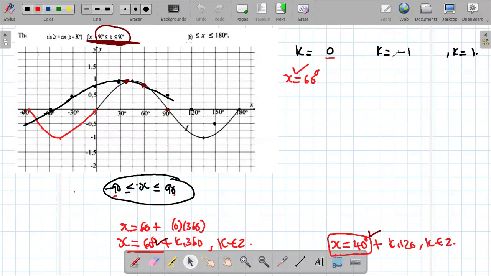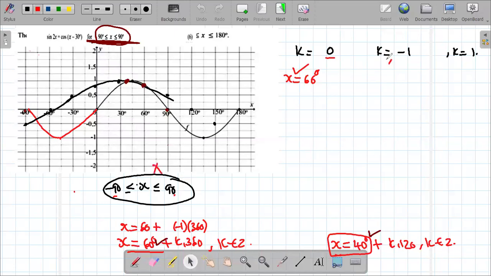So when you say K equals negative 1, what will be the answer? Can you please do it on your calculator? Negative 1 times 360, what is the answer? 60 plus negative 360 is negative 300. And can you see that negative 300 doesn't fall here?